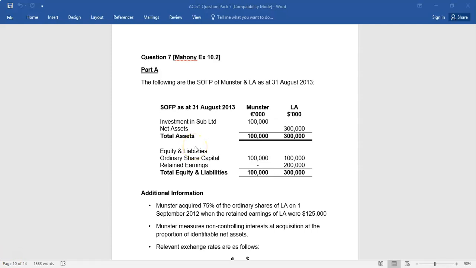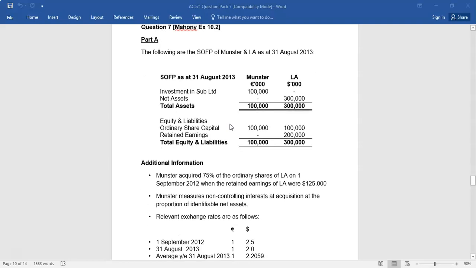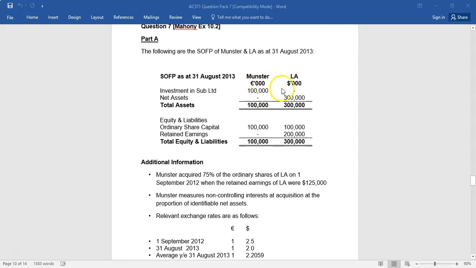Here we're going to look at another IAS21 question, moving a small bit on now from the current question, because we now have a parent and a subsidiary. So LA is obviously a foreign operation, a foreign subsidiary in dollars. So we're going to have FX difference 1 and 2 always at the start.